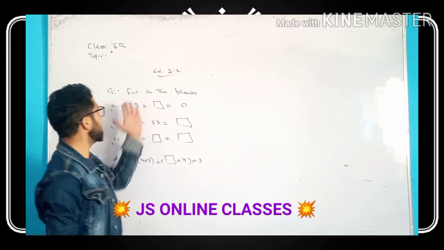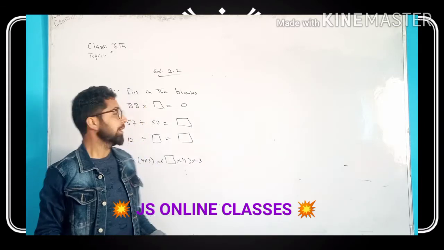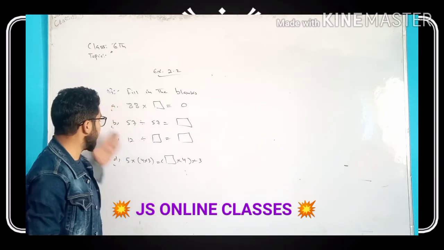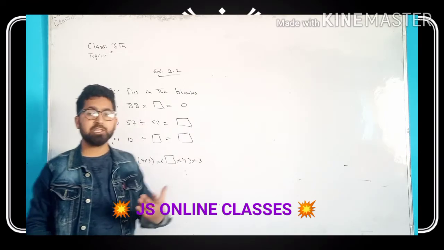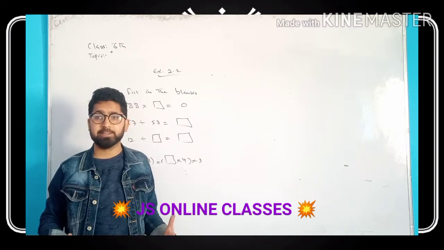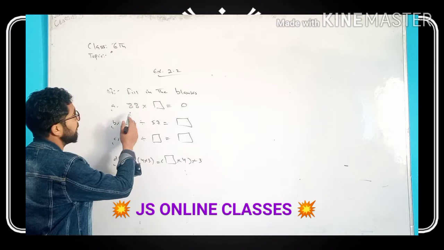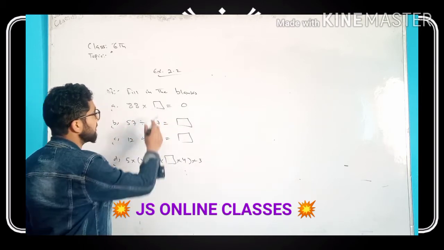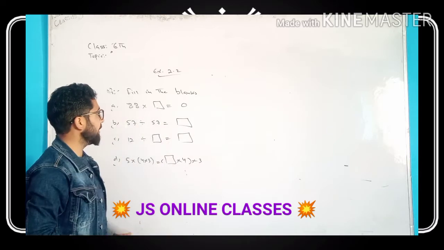So we have question number 2 of exercise 2.2. It is fill in the blanks. We have to fill the blanks which we have been given. I have written here four parts. The rest of the parts you can do by yourself. It's for your practice, dear students. Okay, here we have 88 into bracket equals 0. Also, it's a box here. We have to fill this.